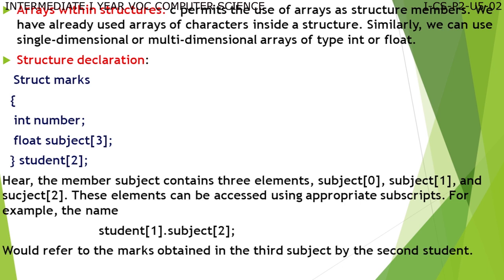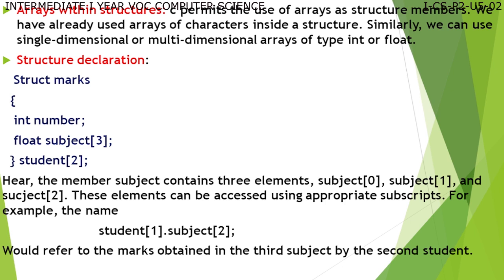Here, the member subject of the structure contains 3 elements. How will the members of subject be? Subject 0, subject 1, and subject 2. These are the 3 members we are initializing, and subject 2, student 2. These elements can be accessed using appropriate subscripts. For example, student 1 of subject 2.